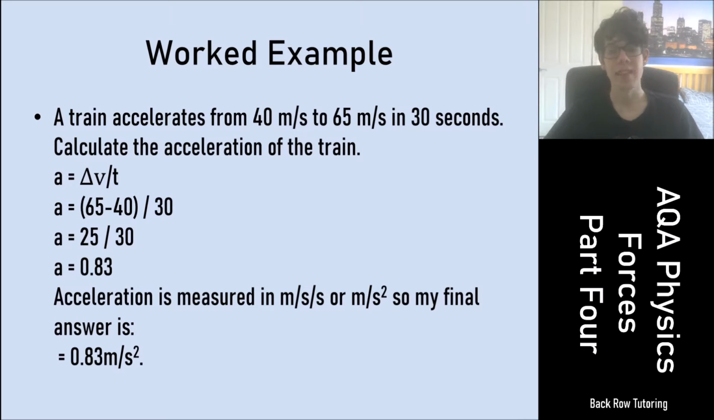Another worked example now. A train accelerates from 40 meters per second to 65 meters per second in 30 seconds. Calculate the acceleration of the train.